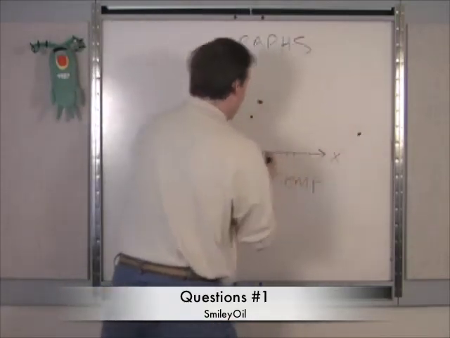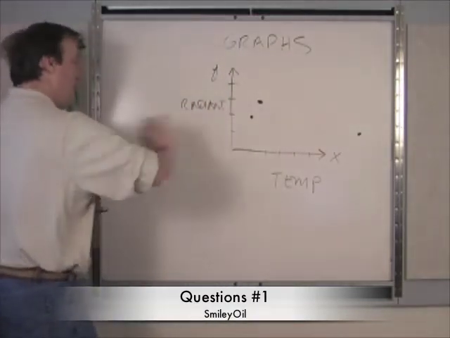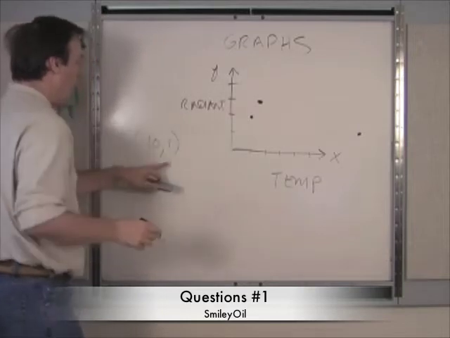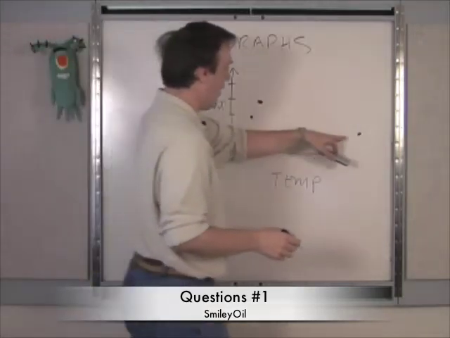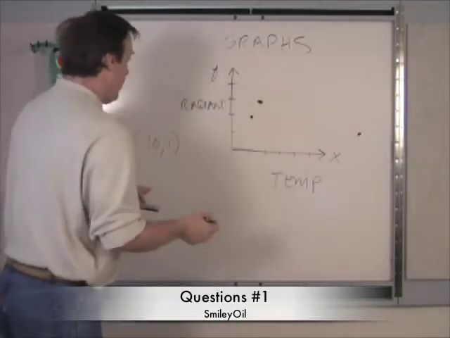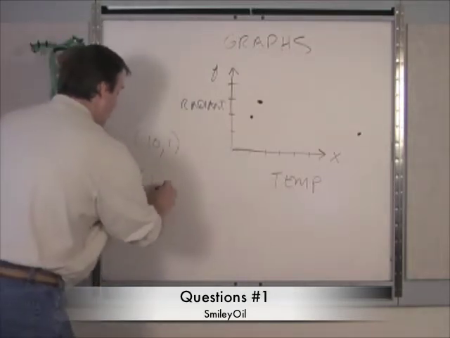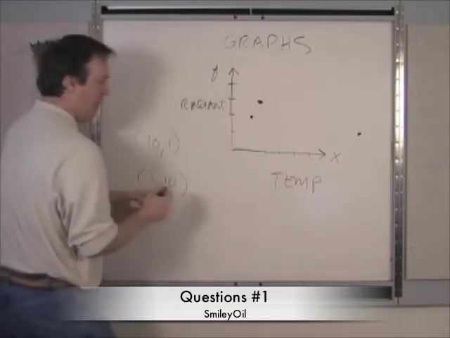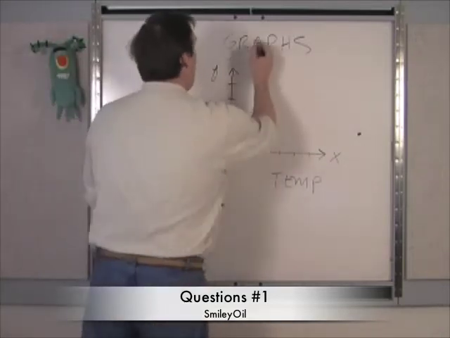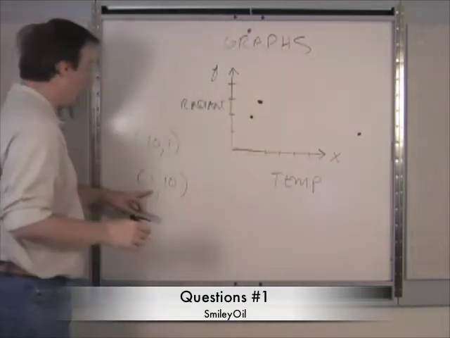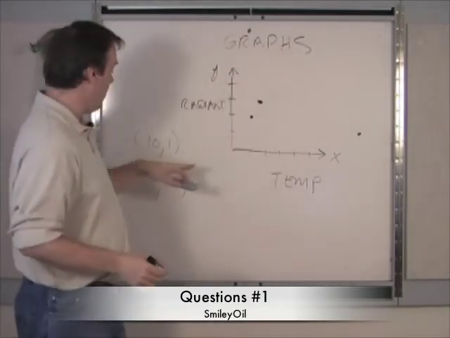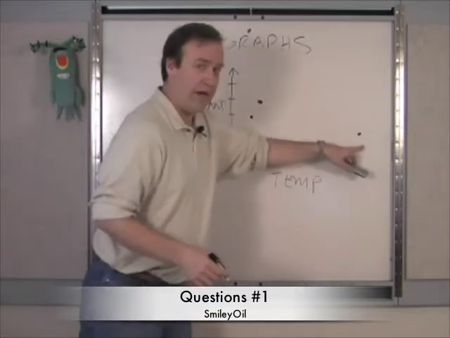Big temperature, let's say that I'm drawing that way out there. 10 temperature and 1 radiation. So it's way the heck out here. And similarly, you could go 1, 10. So x is here. This would be temperature because now we've actually renamed it, and that would be way up here. So 1, 10: low temperature, lots of radiation, or high temperature, no radiation.